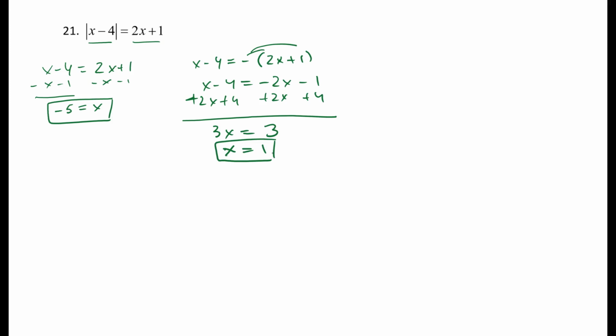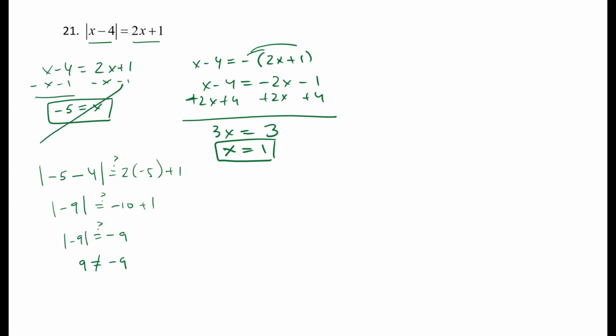Now we need to check these expressions. So the first one is -5 minus 4. Does that equal 2 times -5 plus 1? -5 minus 4 is -9. We have 2 times -5 is -10 plus 1. Absolute value of -9, does that equal -9? Well, no. The absolute value of -9 actually equals 9, which does not equal -9. So we have to throw that solution out. X equals -5 is an extraneous solution.